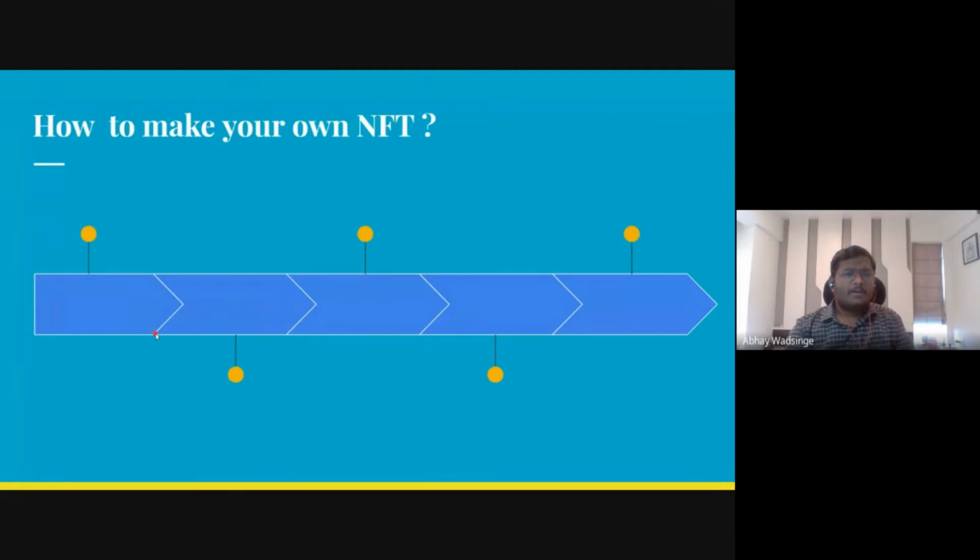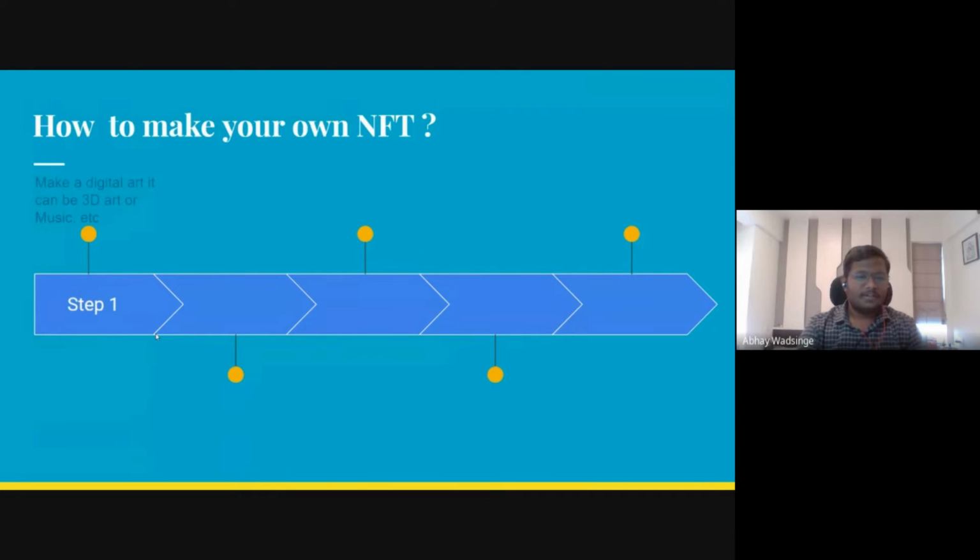Now let's get to how to make your own NFT. If you thought that after this session, let's learn this technology and I'll try to make my own NFT and try to sell it, how can you make your own NFT?